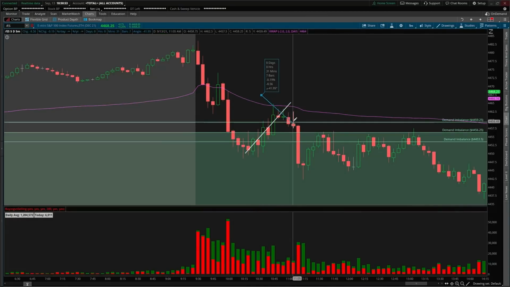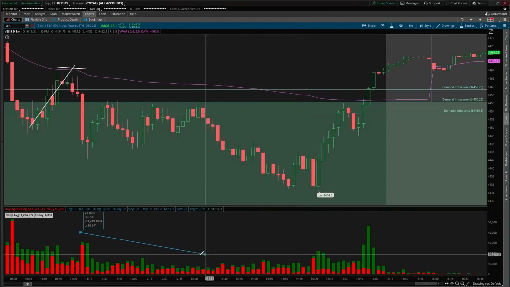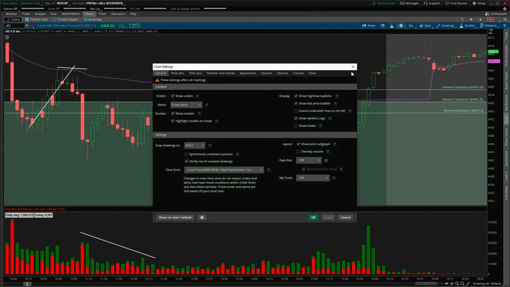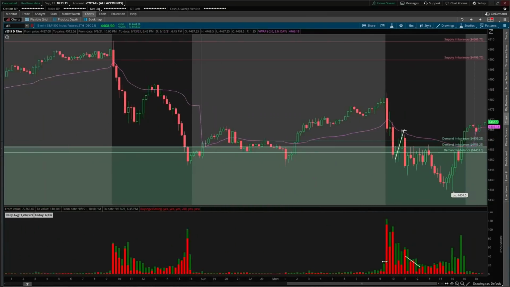Also confluent with a rejection off of VWAP, and I actually traded the S&P short after we rejected VWAP, stop above the high for a nice push below the low of the day, with some nice volume down here at the lows. So that was the ES analysis. Let's see what happens tomorrow.